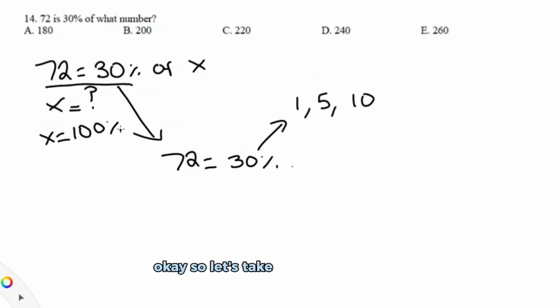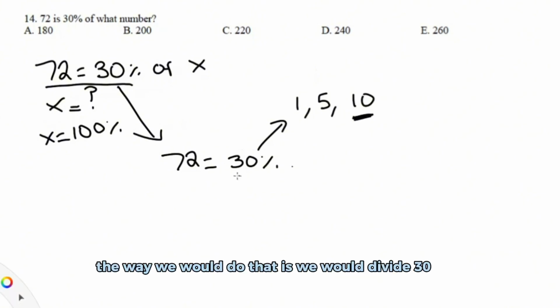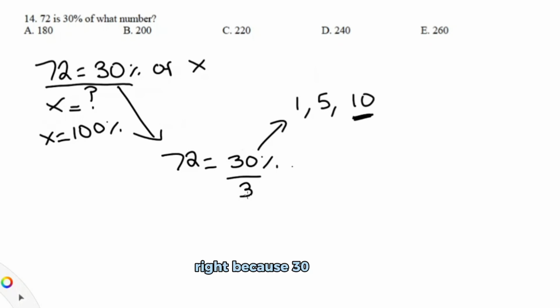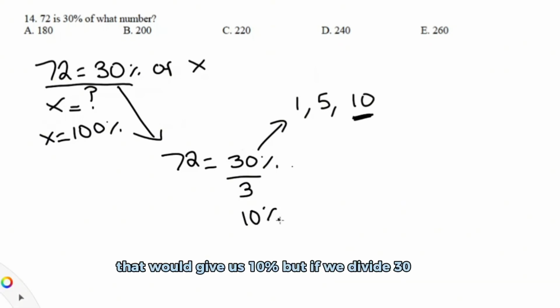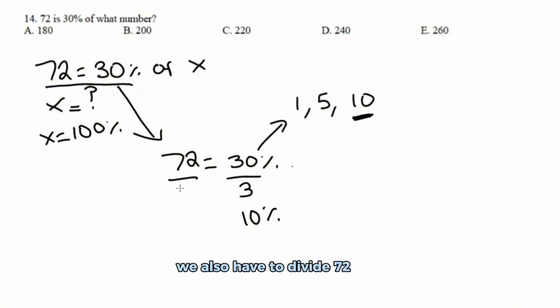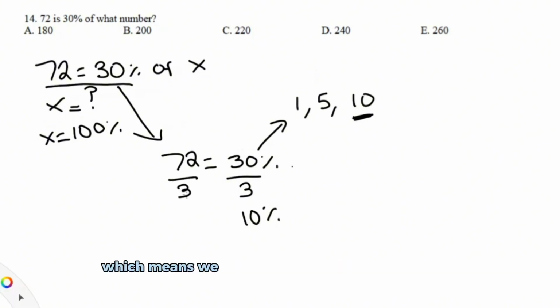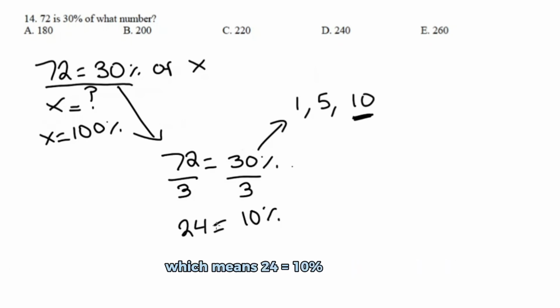Okay, so let's take this. 72 equals 30%. Let's say we want to break it down to 10. The way we would do that is we would divide 30 by 3, right? Because 30 divided by 3 is 10. That would give us 10%. But if we divide 30 by 3, we also have to divide 72 by 3, which means we get 72 divided by 3 equals 10%. 72 divided by 3 is 24, which means 24 equals 10%. From here, this problem is very straightforward.